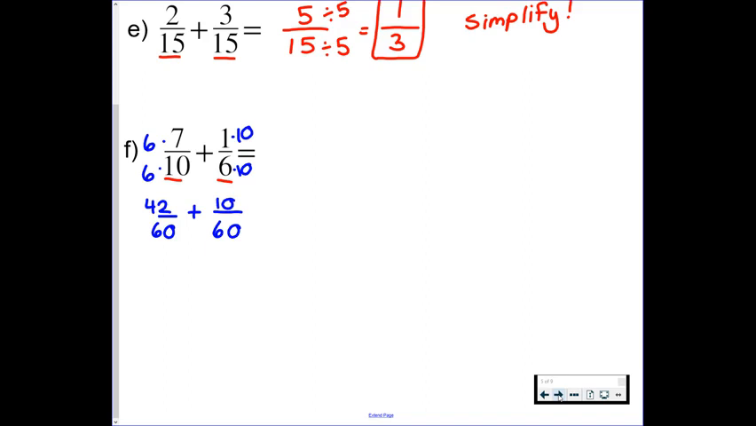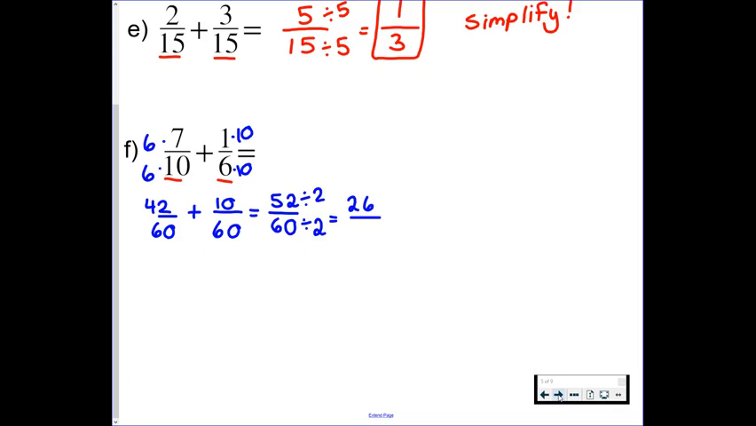Okay? So basically what I did to the bottom, multiplying by 6, I did to the top. On the right fraction, I multiplied the bottom by 10, so I'm going to multiply the top by 10. Now that I've got the same denominators, I can add the top. 42 plus 10 is 52, and keep the denominator of 60. Now, because both of these are even, we can divide both of these by 2 to reduce this down.